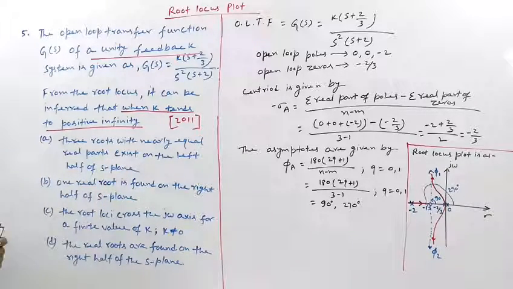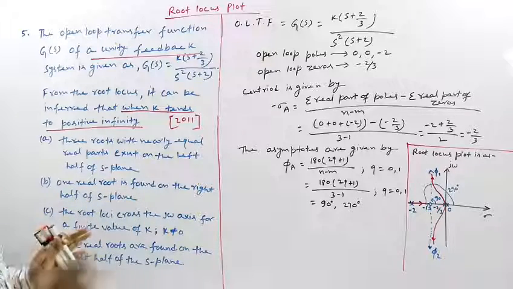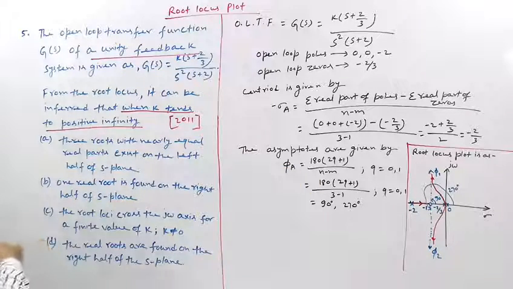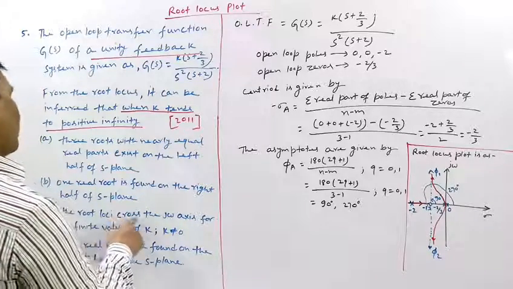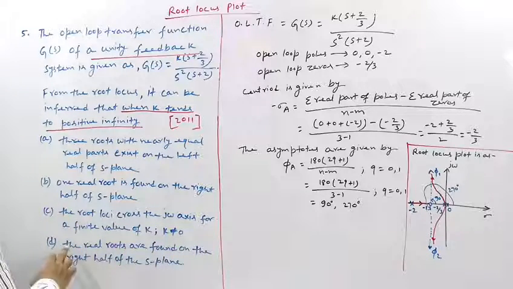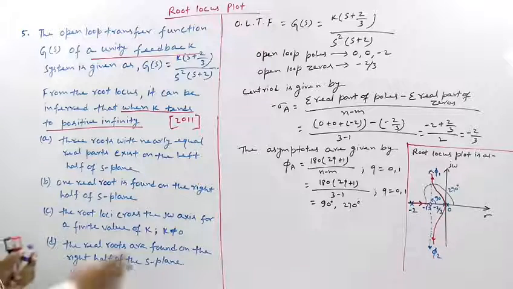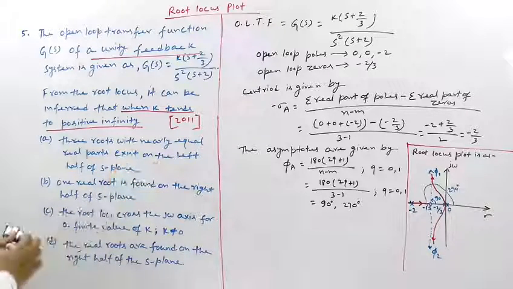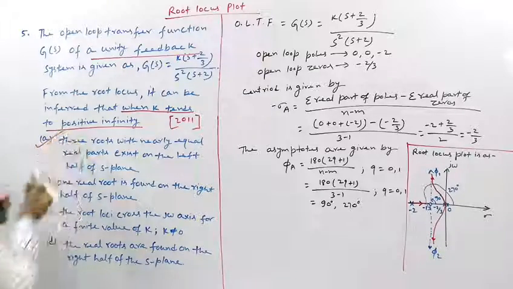Let us see the other options also. One real root is found on the right half. No, this is not correct, because there will be no real root in the right half of the S plane. One root locus crosses the imaginary axis for a finite value of K. No, this is also not correct. The real roots are found on the right half of the S plane. No. These 3 alternatives are not correct, and hence option A is the correct one.